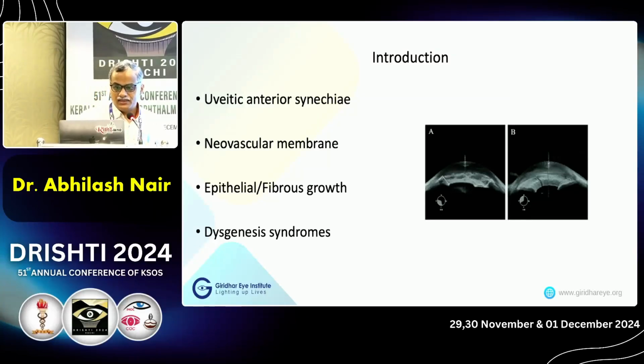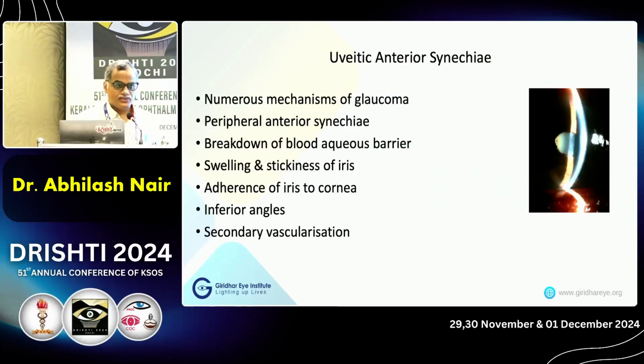Apart from the fact that there are membranes that form between the cornea and the iris at the anterior chamber. So we'll first deal with uveitic anterior synechiae, and we know that in uveitis there are numerous mechanisms that can cause glaucoma, but we are interested in the peripheral anterior synechiae because that's where the anterior pull mechanism comes. And why does this develop?